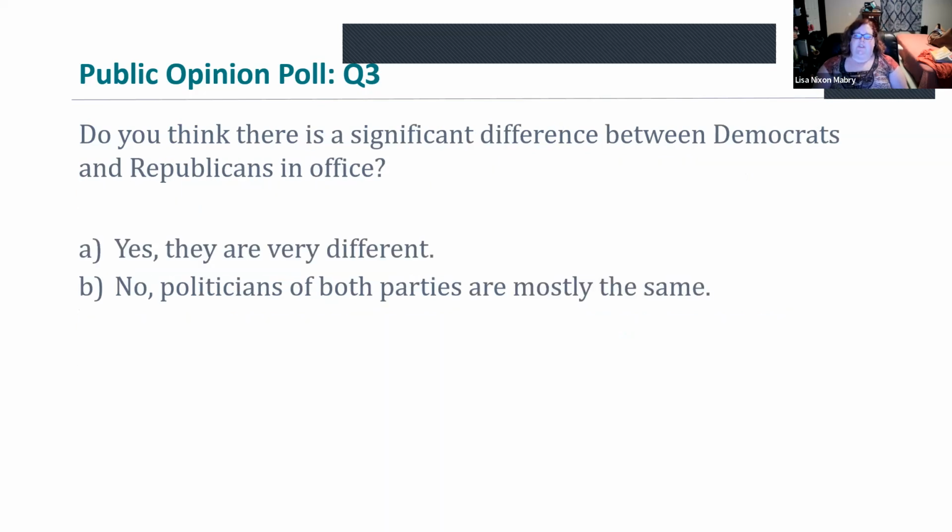Do you think there's a significant difference between Democrats and Republicans in office? Obviously, that is subjective for you to answer. A lot of people think, no, all politicians are the same. And then a lot of people say no, it's very different based on their personal values and beliefs. So I'm not going to give you my particular opinion on that. I think that's one that's best left for you to think about.